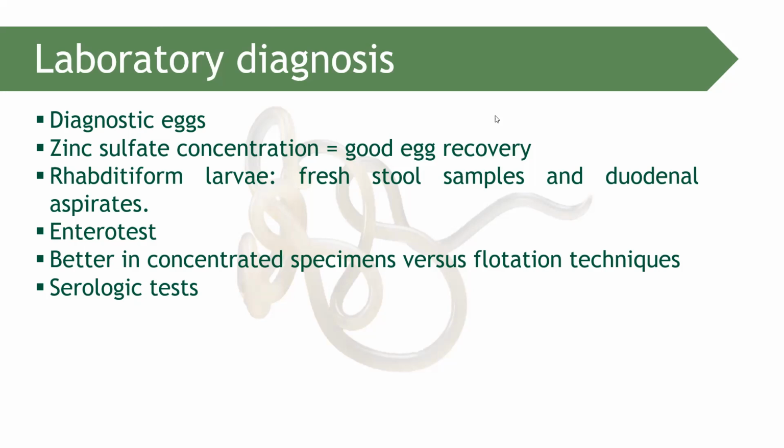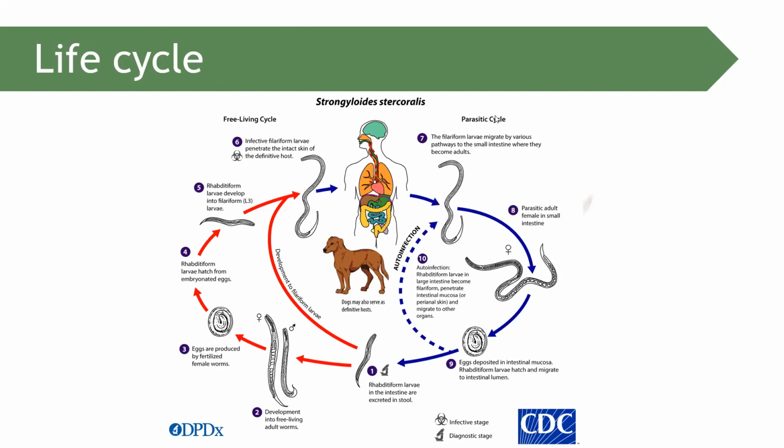Okay? Serological test is also possible. Now, for the life cycle of our Strongyloides stercoralis. Take note, guys, dog serves as the definitive host. Like your Enterobius vermicularis, take note, people of God, that Strongyloides stercoralis is also capable of causing auto-infection. Okay? So, paano po tayo nagkakaroon ng infection?